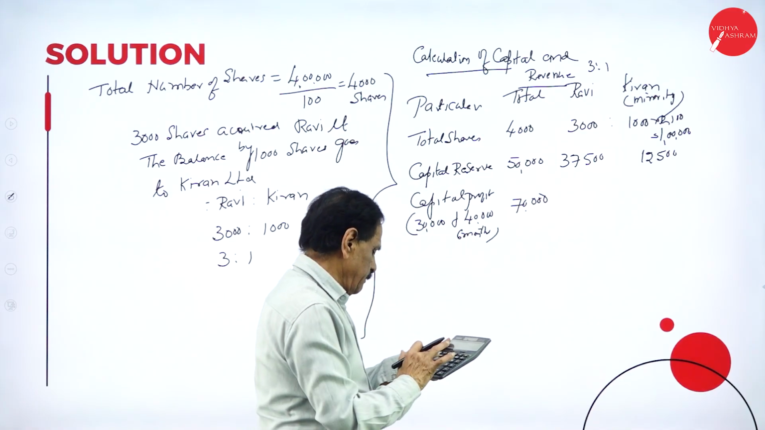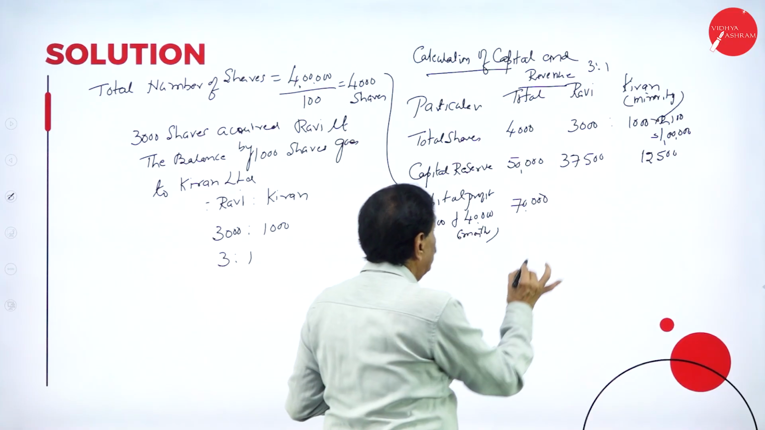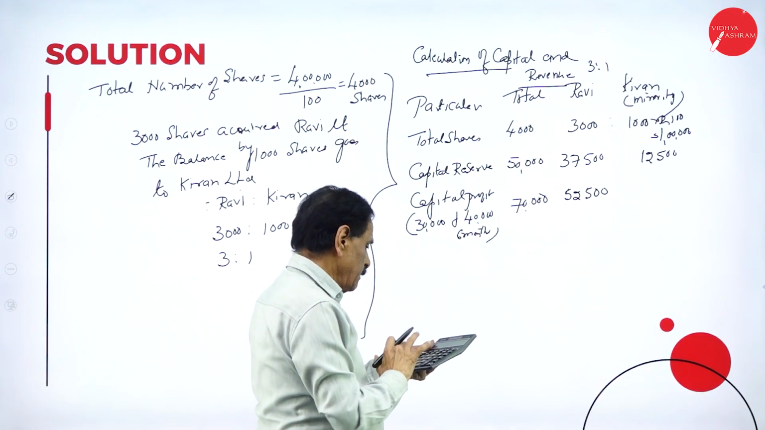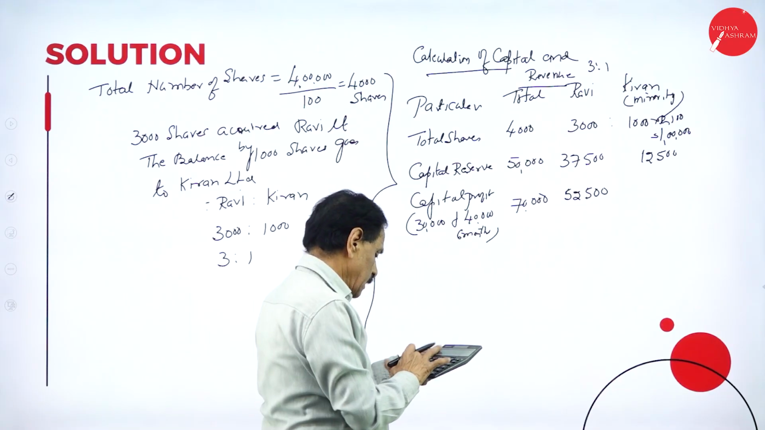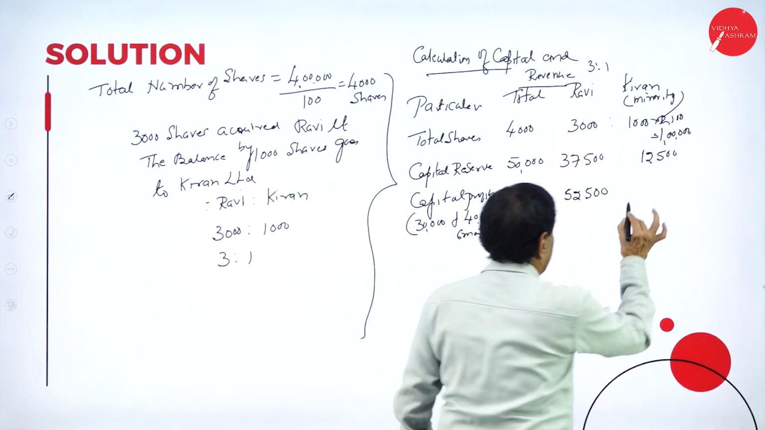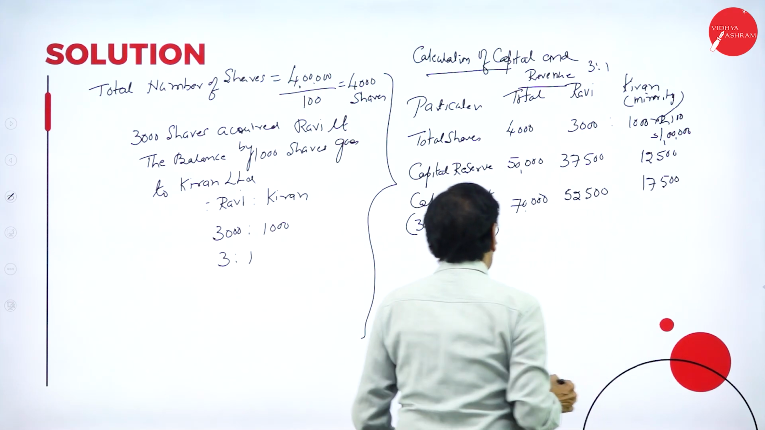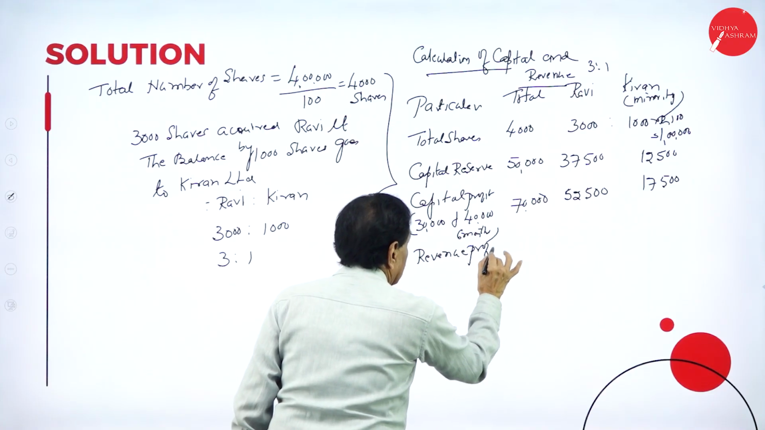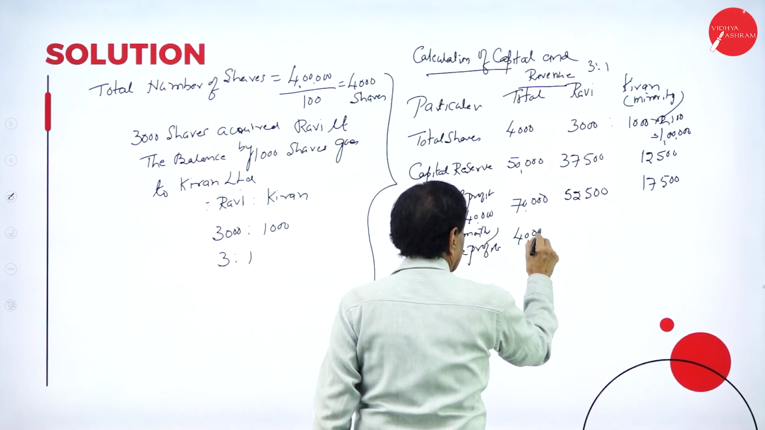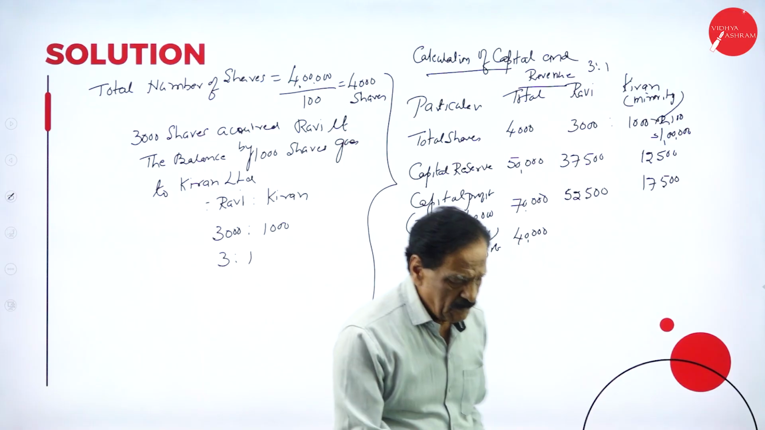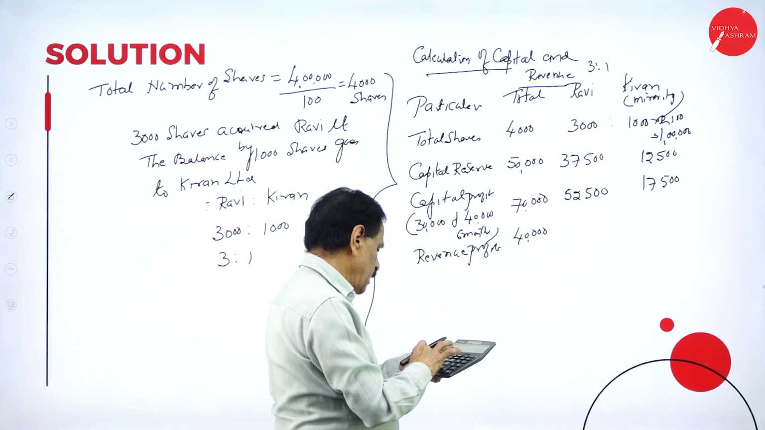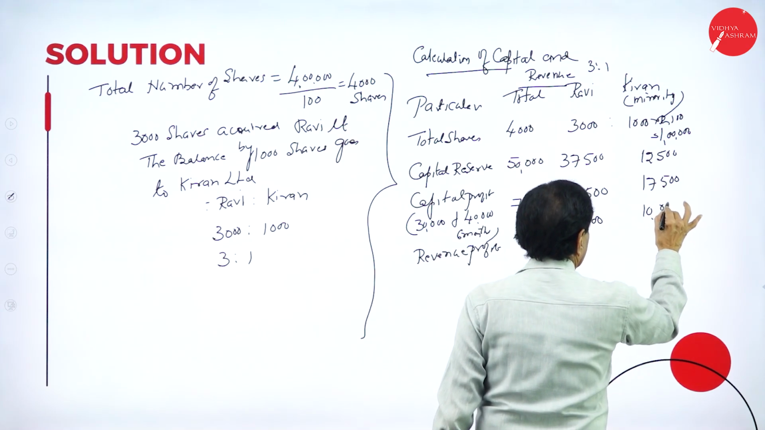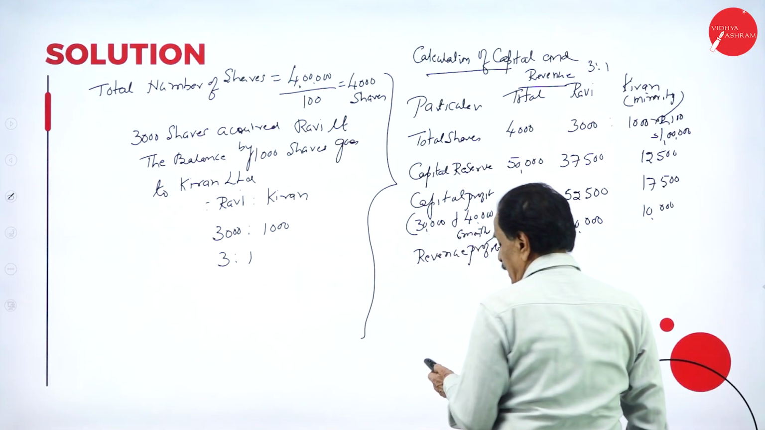So 70,000 into 3 divided by 4, 52,500. Then 70,000 into 1 by 4, this is 17,500. So another 40,000, that is the revenue profit, another 40,000 balance. 40,000 into 3 divided by 4, 30,000 goes to holding company. 10,000 goes to minority.